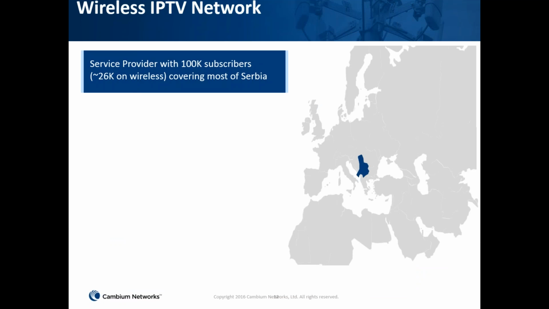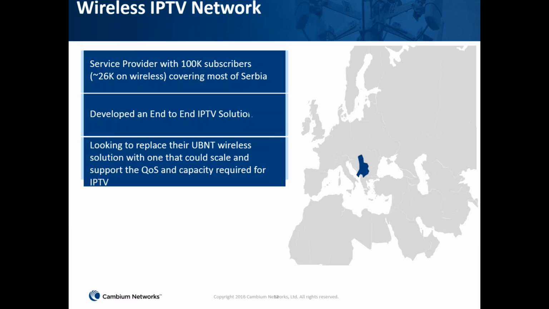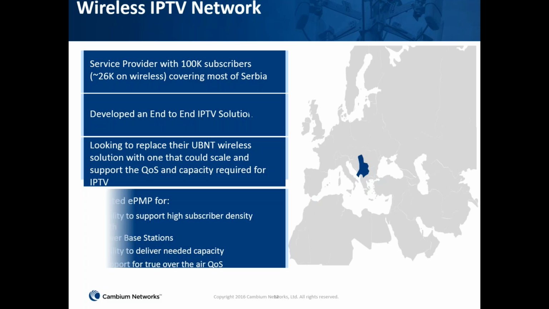I mentioned an IPTV network. This is a large service provider in Serbia. They're actually much larger than this now and have around 40,000 subscribers on wireless in Serbia. They have an end-to-end IPTV solution. They replaced their existing wireless solution due to the performance of ePMP under video applications, the ability to support much higher subscriber density, and they found that with other solutions the amount of lost data and then retries was somewhere around 30% of their total network capacity, which was quite a waste of bandwidth.